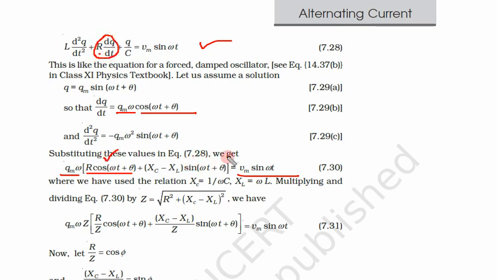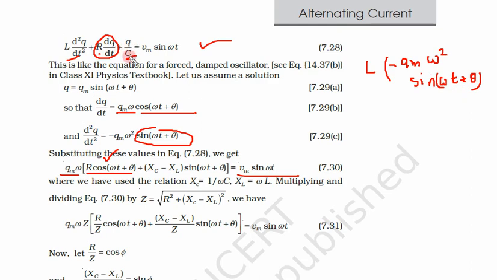Now let us see another two terms. If we see both these terms with q and d2q upon dt square, both have sine function. So let us write this with sine theta. So L d2q by dt square. First let me write this L. What is the value of d2q upon dt square? This is minus qm omega square sine omega t plus phi.